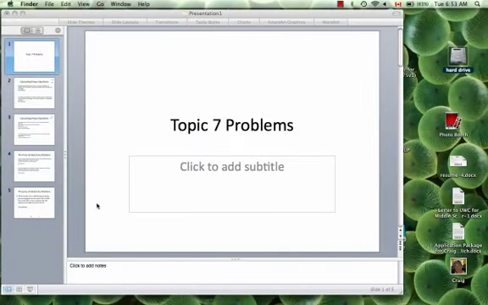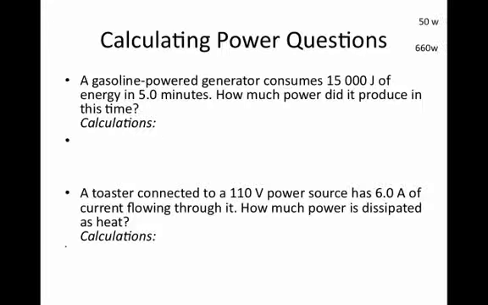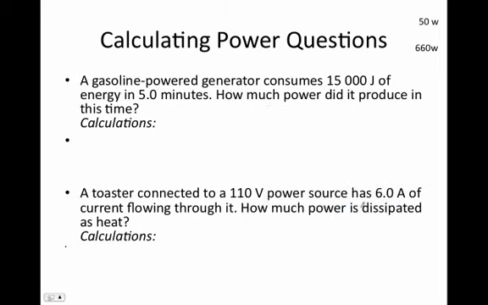Hi there. Let's do some more practice problems in relationship to topic 7, which is using our power formulas as well as calculating the cost or price of electricity. So let's look at this sample problem. A gasoline powered generator uses up 15,000 joules of energy in 5 minutes. So how much power did it produce?